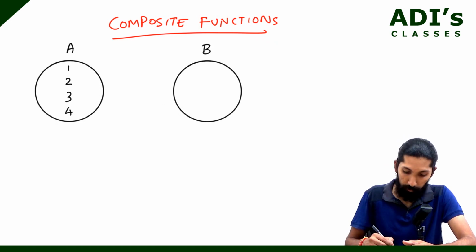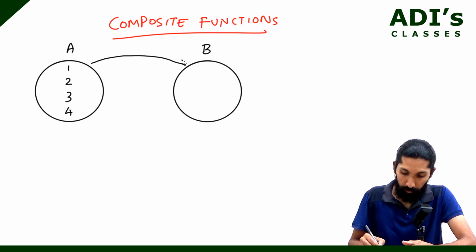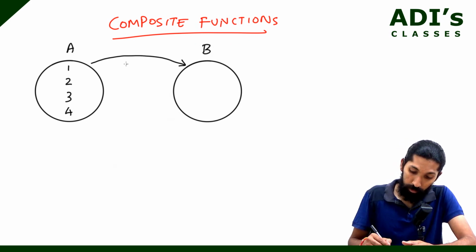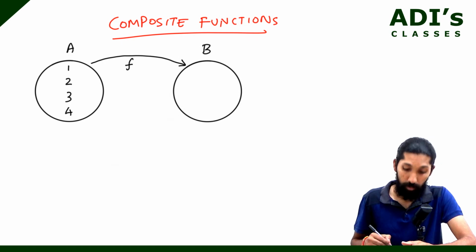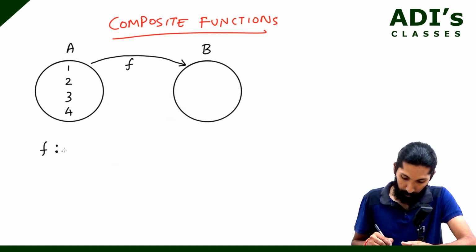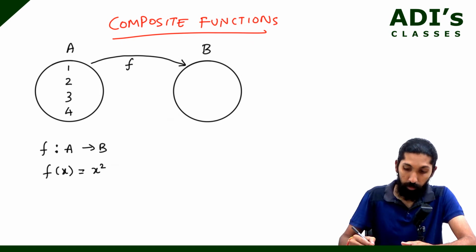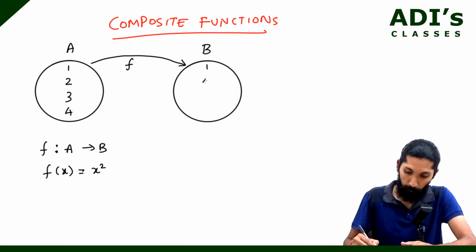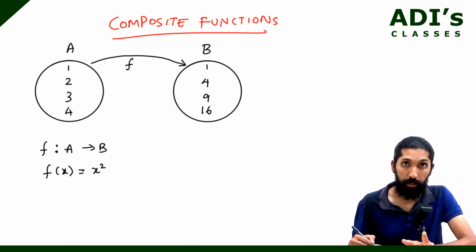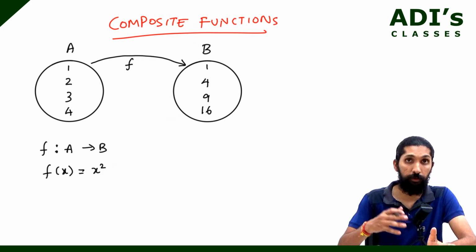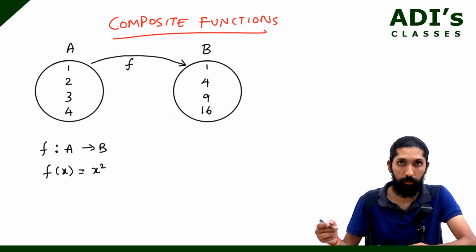Now from set A to set B, say we have a function. I'll define this as f. Now f is from A to B, which is defined as f of x is equal to x square. So what will you get here? You'll get 1, 4, 9, 16, because f of x is x square.